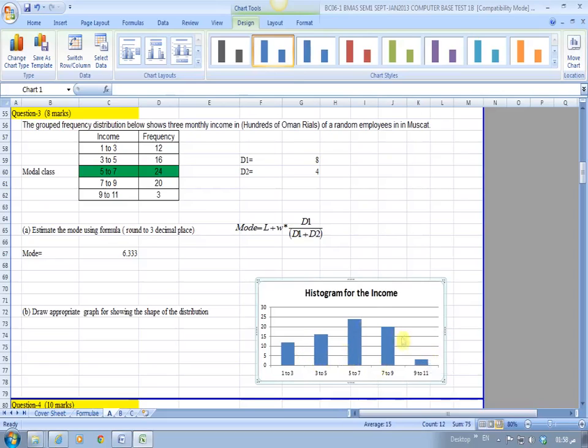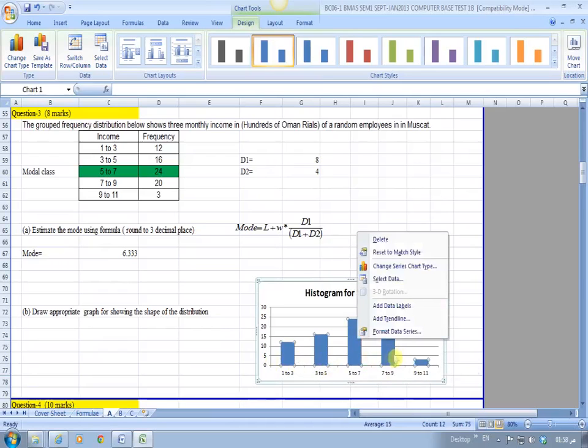Here the question is a histogram. We need a histogram, and here it is still a column chart because there are gaps, so you need to remove these gaps. Just right click any of the columns.